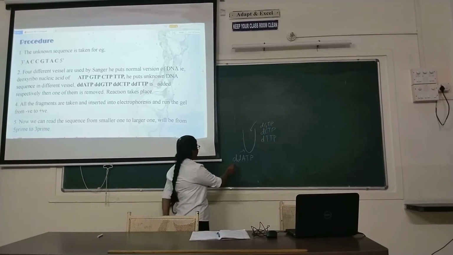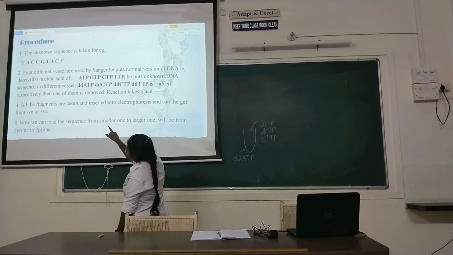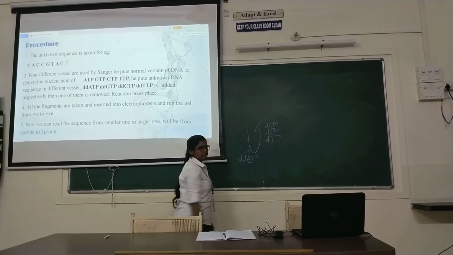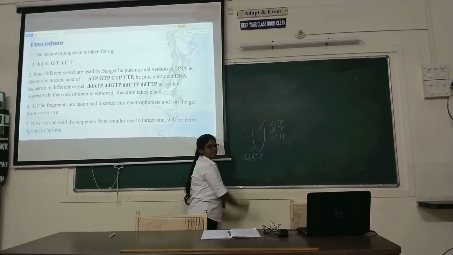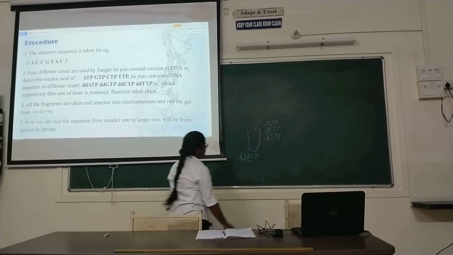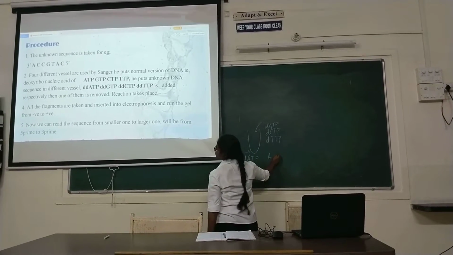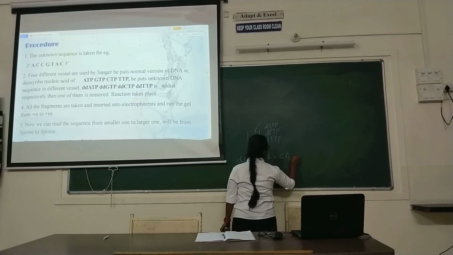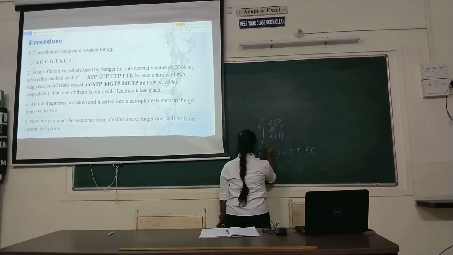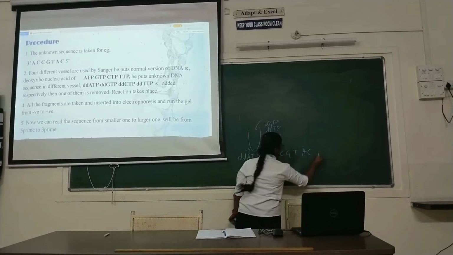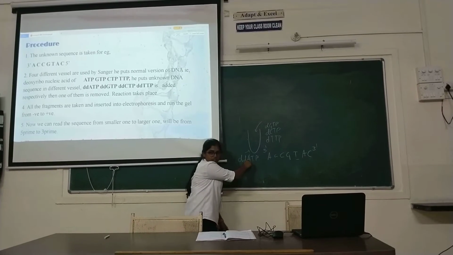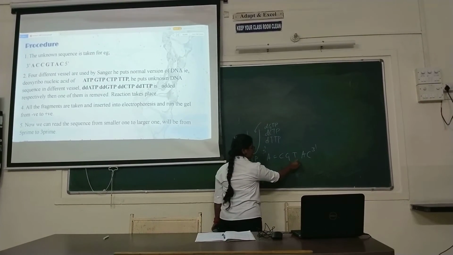Okay? If the sequence is like that, A, C, C, G, T, A and C, we have A here. This is complementary for that strand. It is in the fifth place, right? A, C, C, G, T, A, C. It is in the fifth place, right? A complementary for A and C. It is in the fifth place.